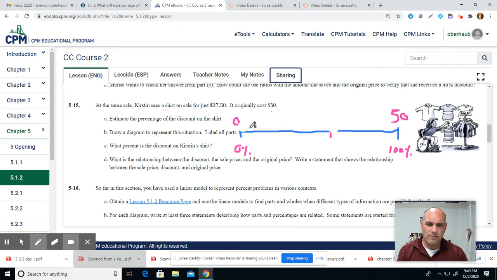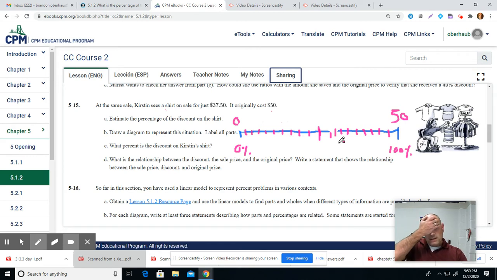I'm sure there's a better way, but let's just see. So I'm going to break this up into 20 equal pieces. So we've got 1, 2, 3, 4, 5, 6, 7, 8, 9, 10. So we got 1, 2, 3, 4, 5, 6, 7, 8, 9, 10. Oh, that's halfway right there. And then we have 11, 12, 13, 14, 15, 16, 17, 18, and then 19 and 20.